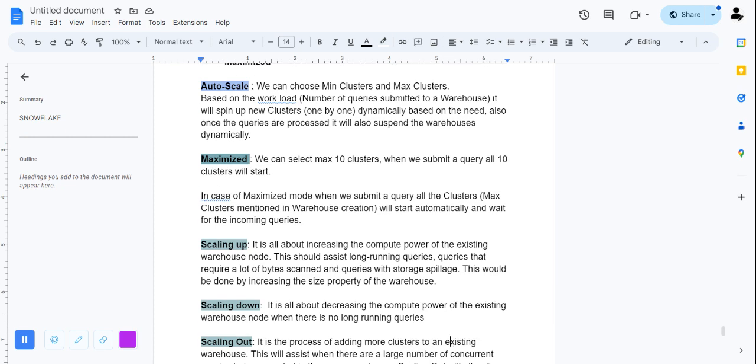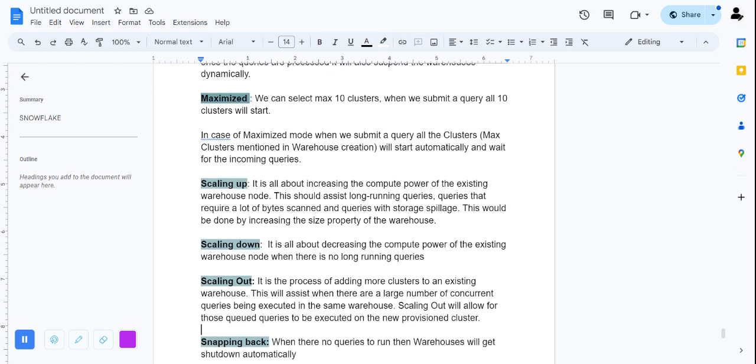And then scaling down is about decreasing the compute power of an existing warehouse node when there are no long running queries. Suppose the warehouse has no long running queries, at that time we decrease the virtual warehouse size. This is called scaling down.